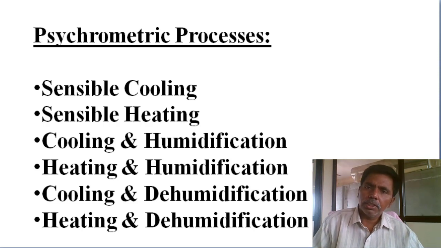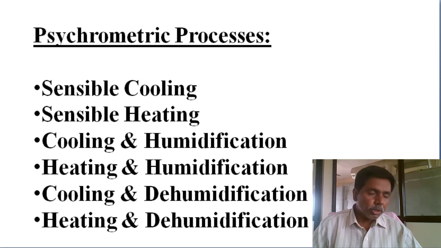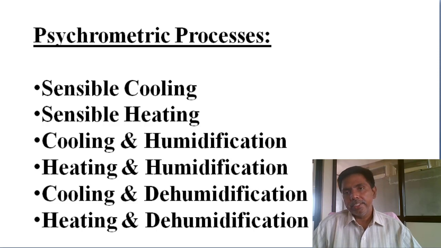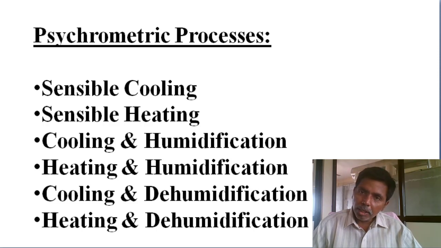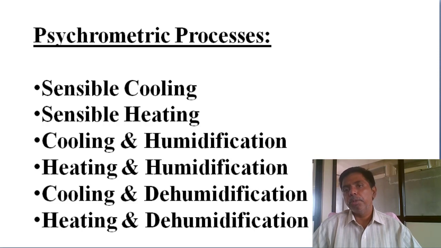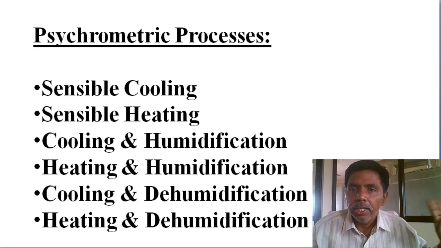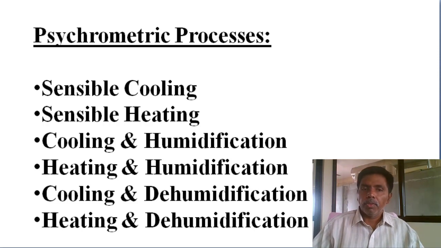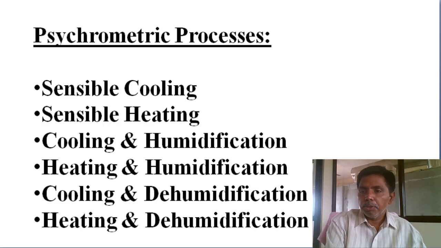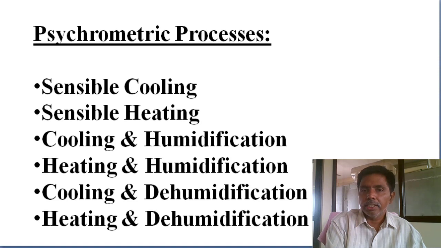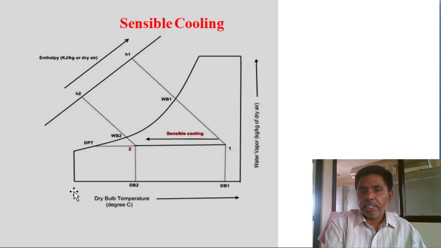Maybe 2 combination, 3 combination, according to the ambient air condition. How are we deciding the ambient air condition? We are just measuring dry bulb temperature and wet bulb temperature. By using the psychrometric chart, we extract all the remaining properties. One by one, I will explain using the psychrometric chart directly, then we will get a clear idea.